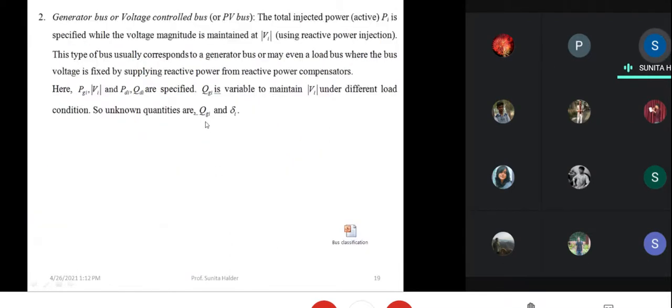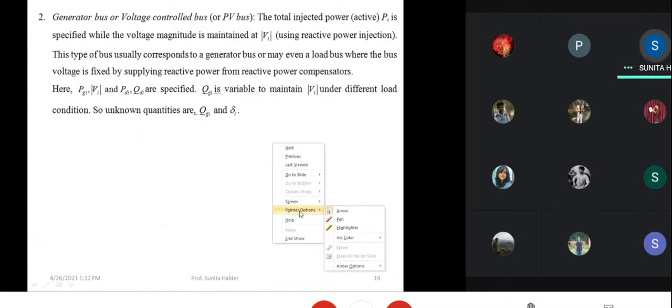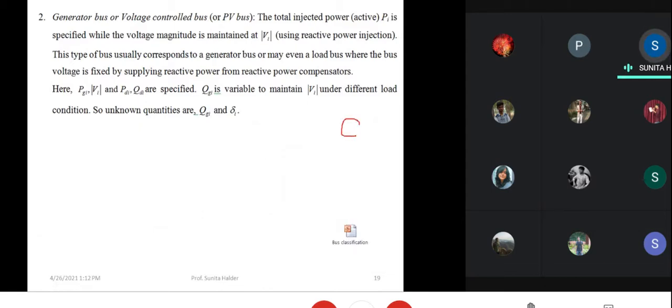Then there is a generator bus. In a generator bus, generally, if you have learned synchronous generator, when the generator is connected, what is the specified thing? How much it is generating, at which voltage level. Q is never kept constant there. Actually, Q in that case is variable to maintain this particular voltage by automatic generation control, AGC or AVR, automatic voltage regulator. So for the generator bus, generally the magnitude of voltage and active power generation are known.